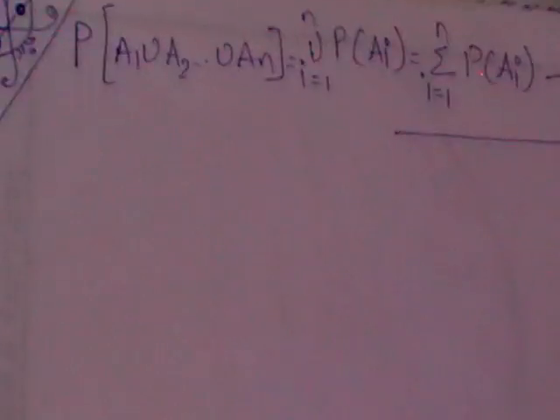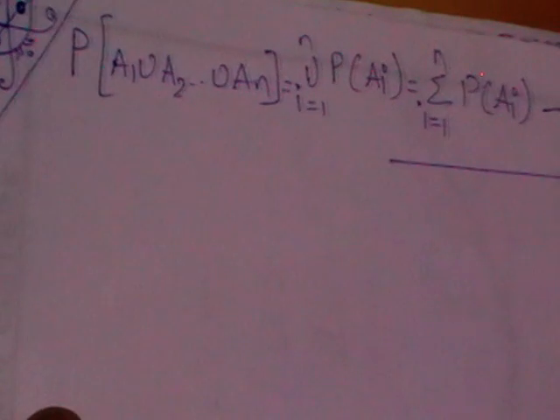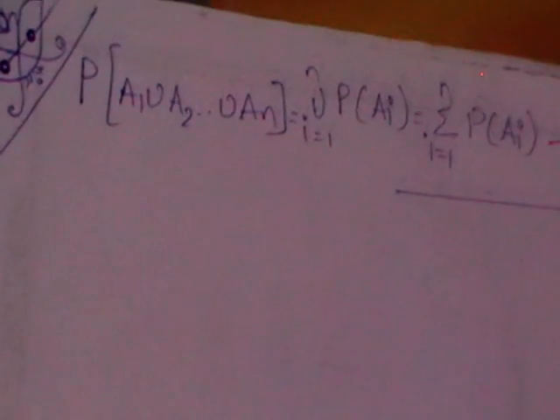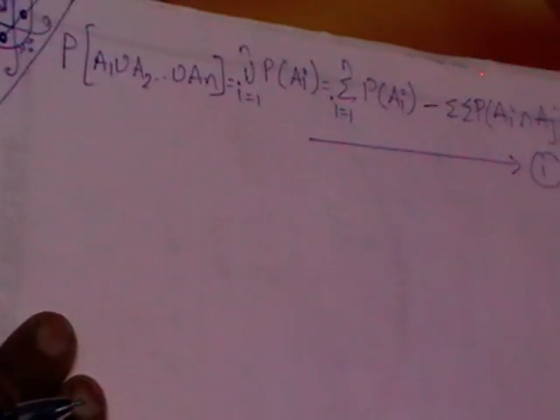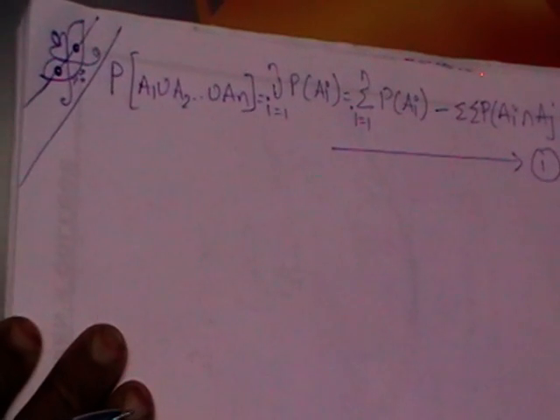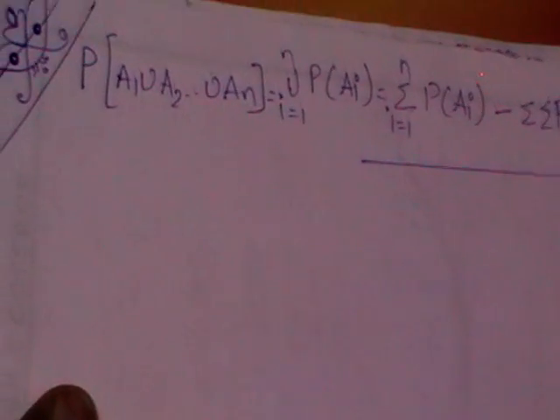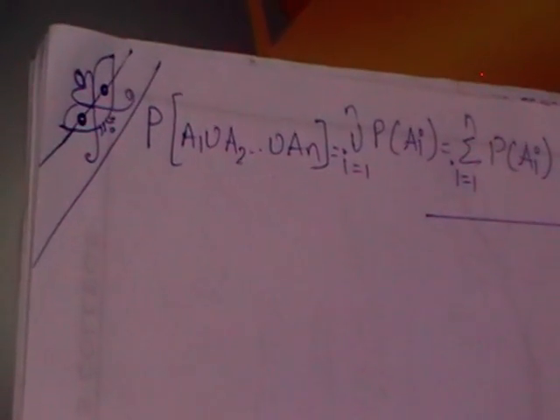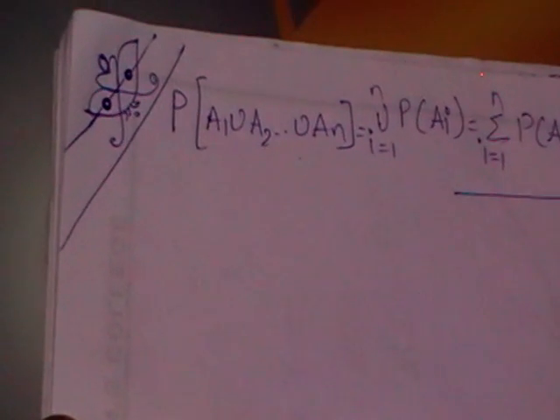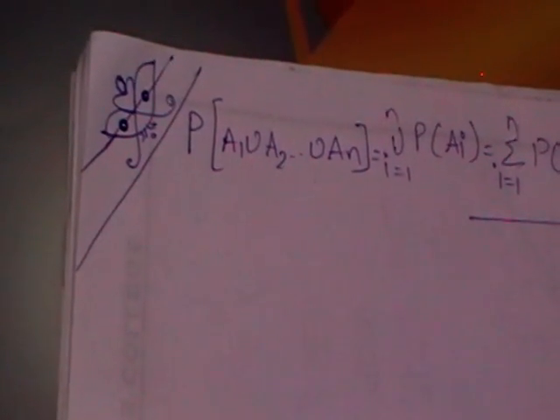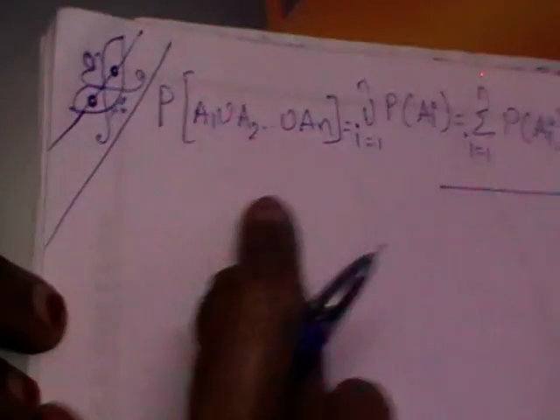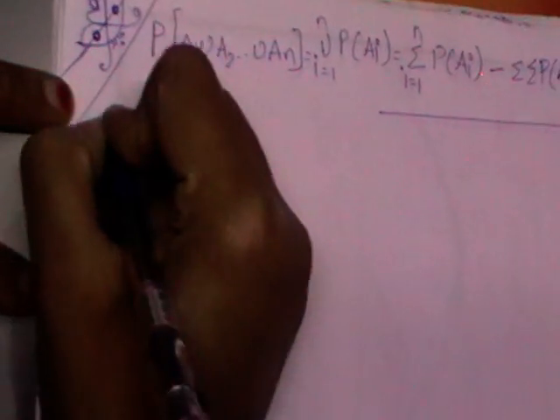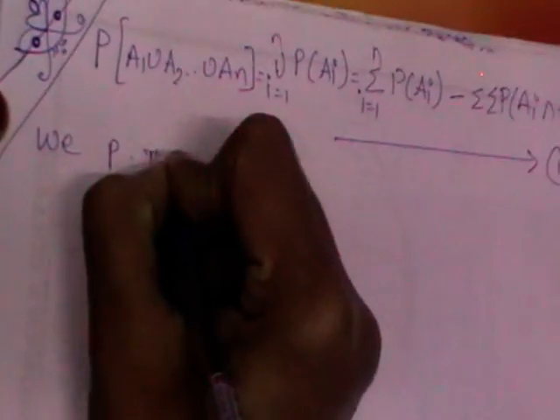Why am I repeating this again and again? Addition theorem, Boole's inequality, multiplication theorem. While proving these three theorems, we are going to use the same mathematical induction. So always the same one. Consider the given statement as 1. So this is equation number 1. So we prove this by mathematical induction.